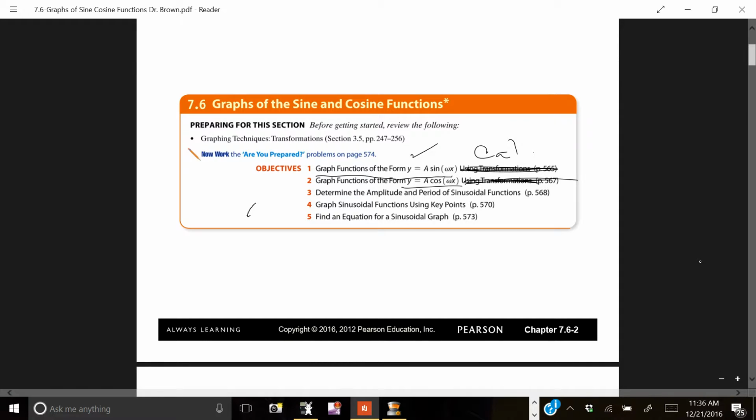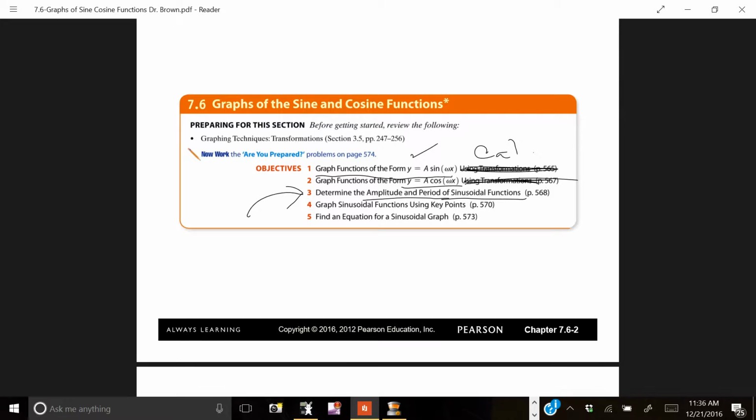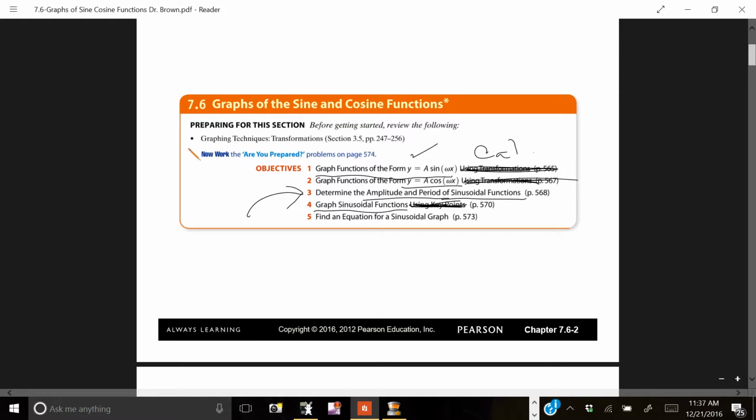We're going to learn how to determine what we call the amplitude and period of a sinusoidal function. And then we're going to graph sinusoidal functions, not necessarily using key points, but using the calculator. I'll show you a good method of doing this. And then we're going to look at finding the equation for a sinusoidal graph that would be presented to us.